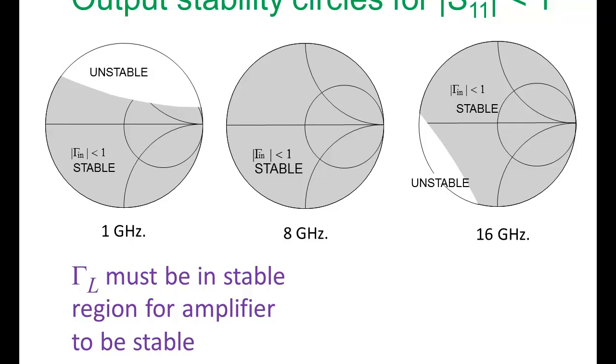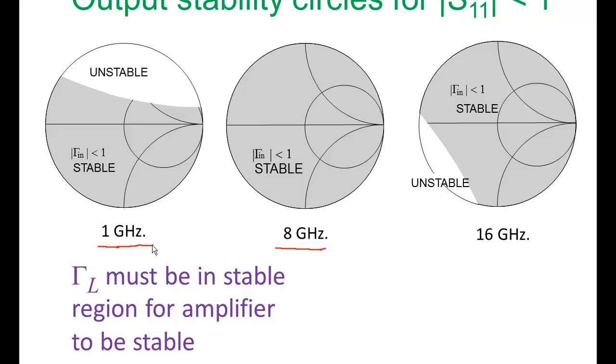So let's look at our particular amplifier. We want to design our amplifier at 8 gigahertz. And what we see here is that the entire Smith chart is stable. So our amplifier will be stable at 8 gigahertz no matter what our load is. These are output stability circles, so these circles are talking about the load reflection coefficient looking into the output matching network. But look here at 1 gigahertz.